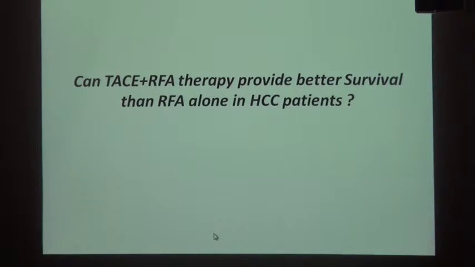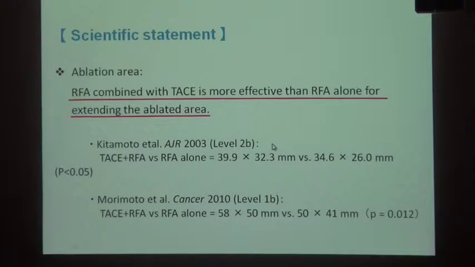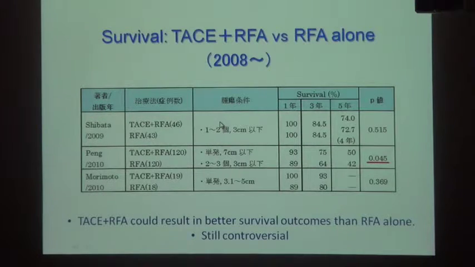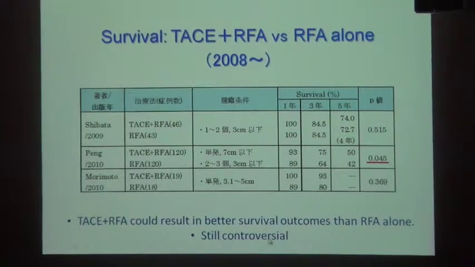So, can the combination therapy TACE plus RFA provide better survival than RFA alone in HCC patients? According to two papers, RFA combined with TACE is more effective than RFA alone for extending the ablated area. You can see the three papers comparing the survival between TACE plus RFA and RFA alone. Only Dr. Peng reported that TACE plus RFA could result in better survival than RFA, but the other papers did not. I think this is still a controversial issue.